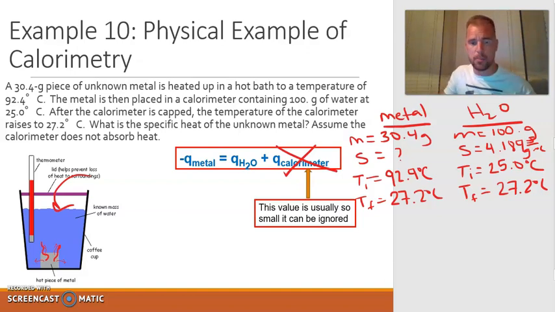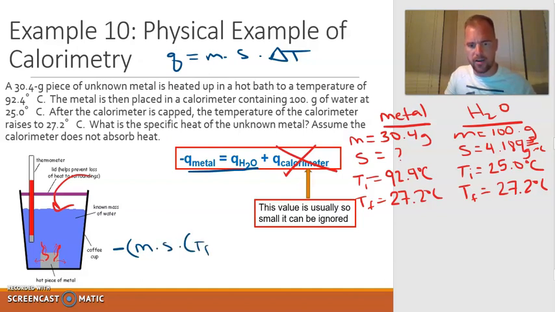So I'm going to expand this out a little bit. Negative Q of the metal is equal to positive Q of the water. Well, what does Q equal? Remember we saw in previous videos, Q is mass times specific heat times delta T. It's going to look really long, but let's expand it out. So negative, what is Q? Q is mass times specific heat times, I'm going to put T final minus T initial.